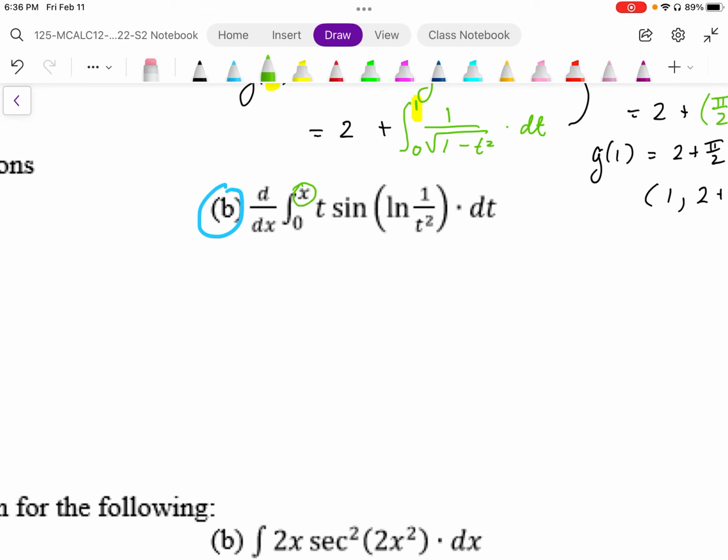As long as the endpoint is x, and we have any arbitrary starting point, we're going to differentiate this antiderivative and get back to the original function. So as long as that endpoint is x, the answer is just, we plug x into this expression. So it becomes x sine log 1 over x squared, and that's it.